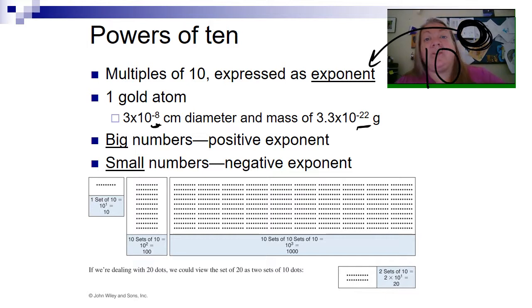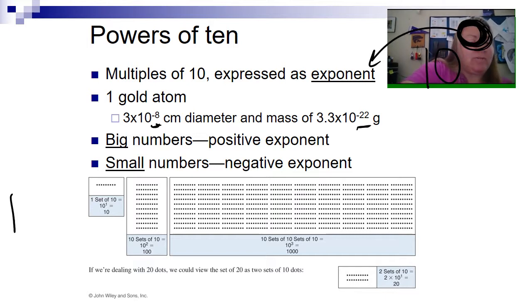Negative 22, well, that's an even smaller number. We had to move the decimal 22 times to make it a really, really, really small number. So big numbers have positive exponents, small numbers have negative exponents. Down on the bottom, we have some different examples. This is showing different exponents. So I'm actually going to add one.